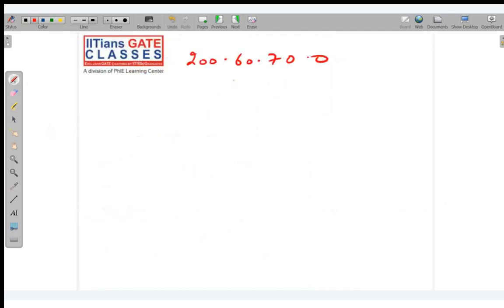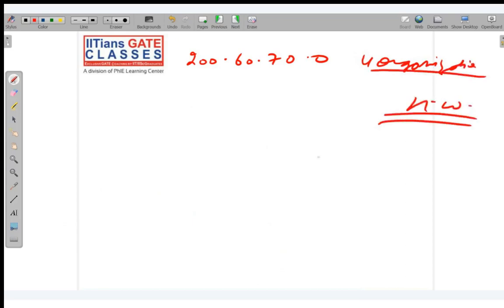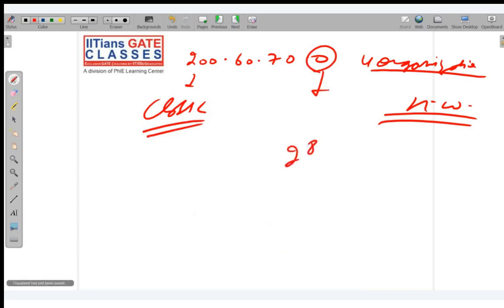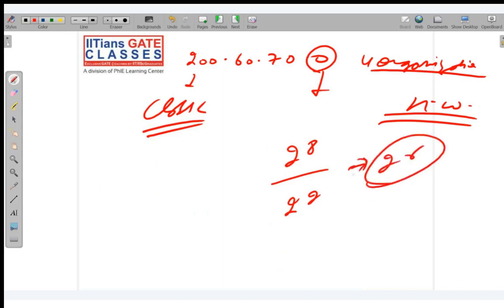200.60.70.0. So 4 organizations share. Homework. Okay, so this is class C, so only the last octet will move. So for 4 organizations, total 2 power 8 IP addresses are there in class C. You want to share among 4 organizations, so each gets 2 power 6 IP addresses. Now it's very easy to imagine. So total 2 power 6 IP addresses, so 6 zeros to 6 ones. Okay, and so on. You can do it.